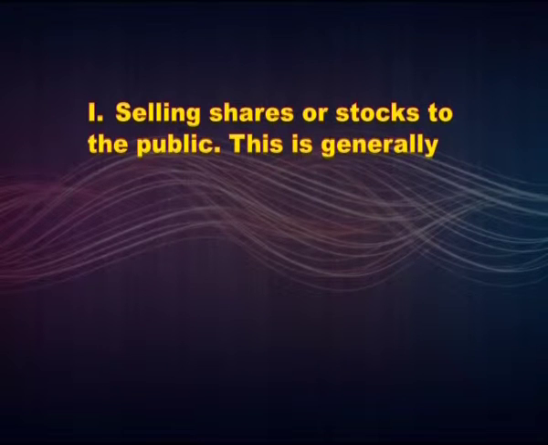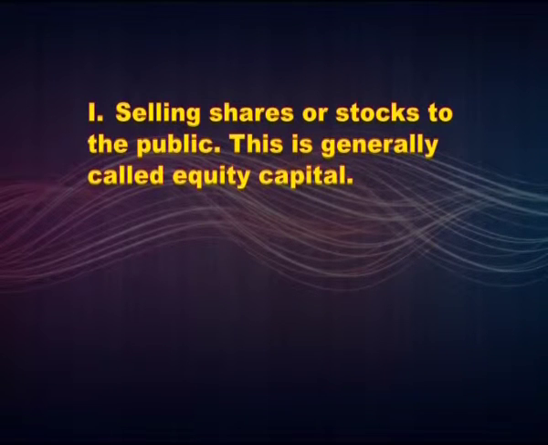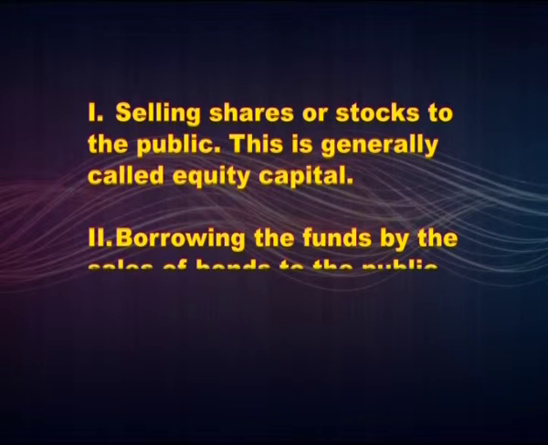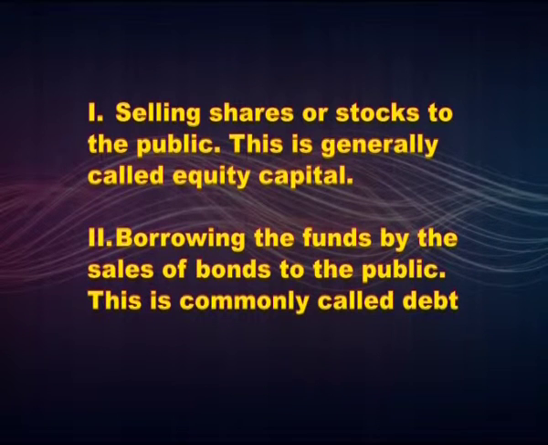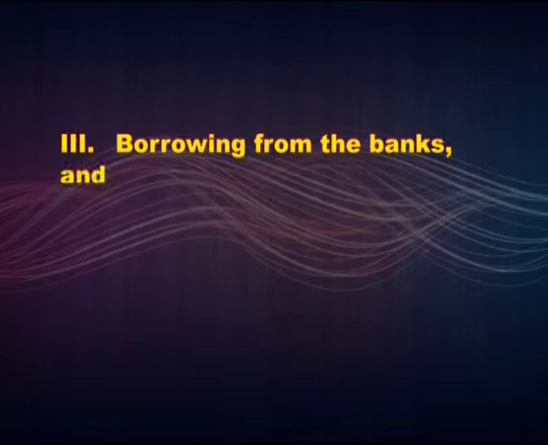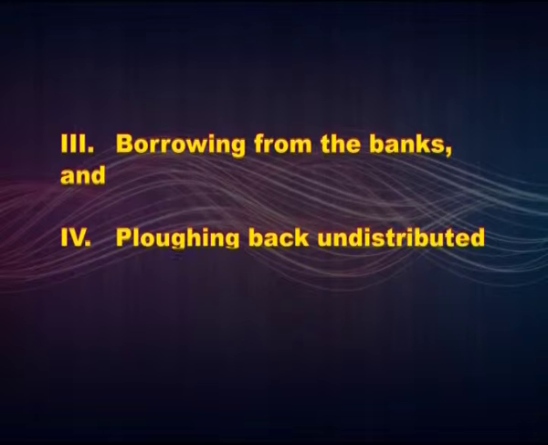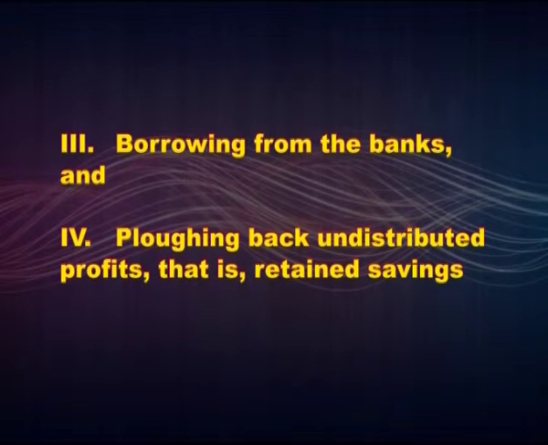Corporate firms have to raise crores of rupees to buy capital equipment and to finance inventory holdings. The most important ways corporate firms raise funds are: first, selling shares or stocks to the public. This is generally called equity capital. Second, borrowing funds by the sale of bonds to the public. This is commonly called debt capital. Third, borrowing from the banks. And fourth, plugging back undistributed profits, that is, retained savings for investment.